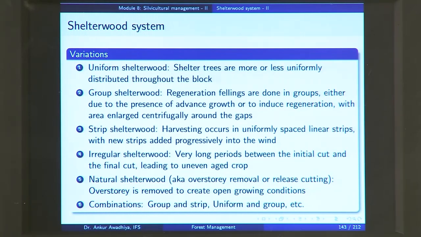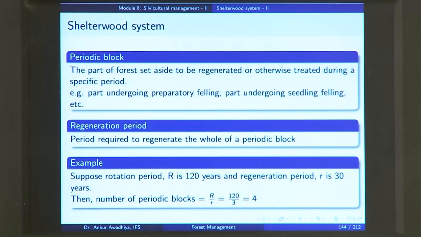Now, when we are doing a felling operation in the case of a shelterwood system, we define a periodic block. Now, what is a periodic block? A periodic block is defined as the part of the forest that is set aside to be regenerated or otherwise treated during a specific period. As we saw in the earlier lecture, we have preparatory felling, seeding felling, secondary felling, and final felling.